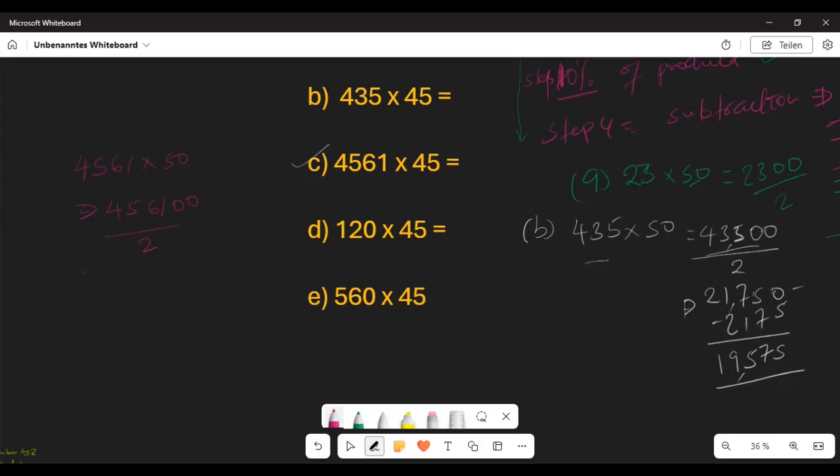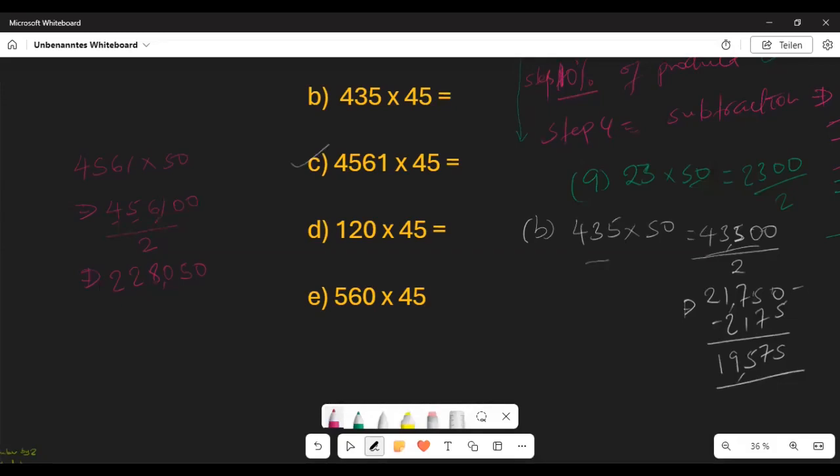So the next process we're going to follow here is to divide 4 by 2, which gives us 2. 5 by 2 will give us 2. Then we have here 16, so we have 8. And then we have 0, and then we have 5, and then we have 0. So this was 456,100, and what we're going to have here is 228,050.